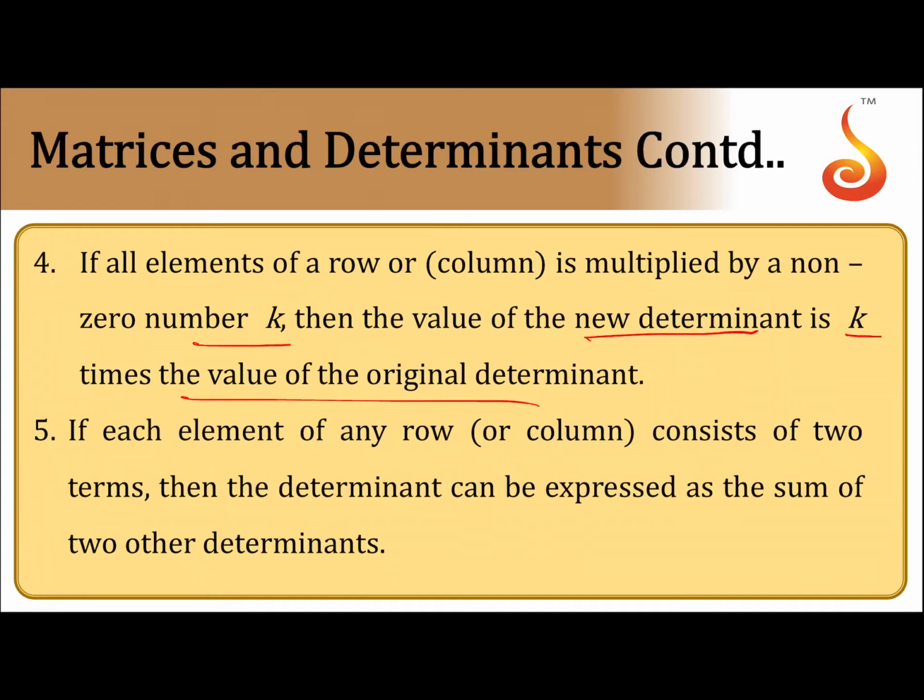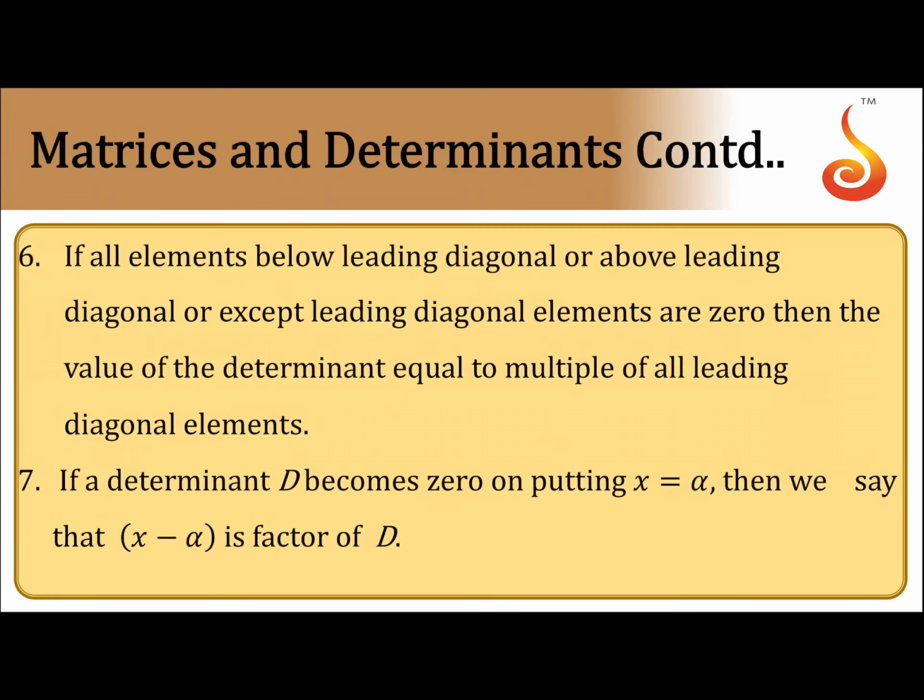Similarly, the next one: if every element of a row or a column is written as the sum of two numbers, then such a determinant can be expressed as a sum of two determinants.